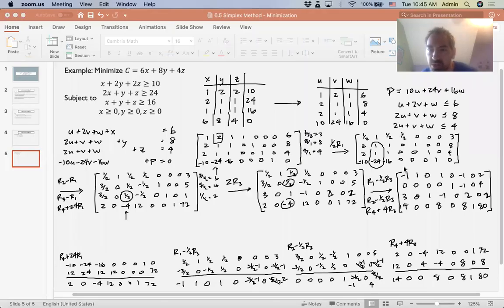All right, so we have our solution here. Now remember what the variables are: u, v, and w, and then x, y, and z. So what will minimize the cost? We look at the bottom row for the entries x, y, and z. So 8, 0, 8 will be the optimal solution, which gives us a minimum cost of 80.